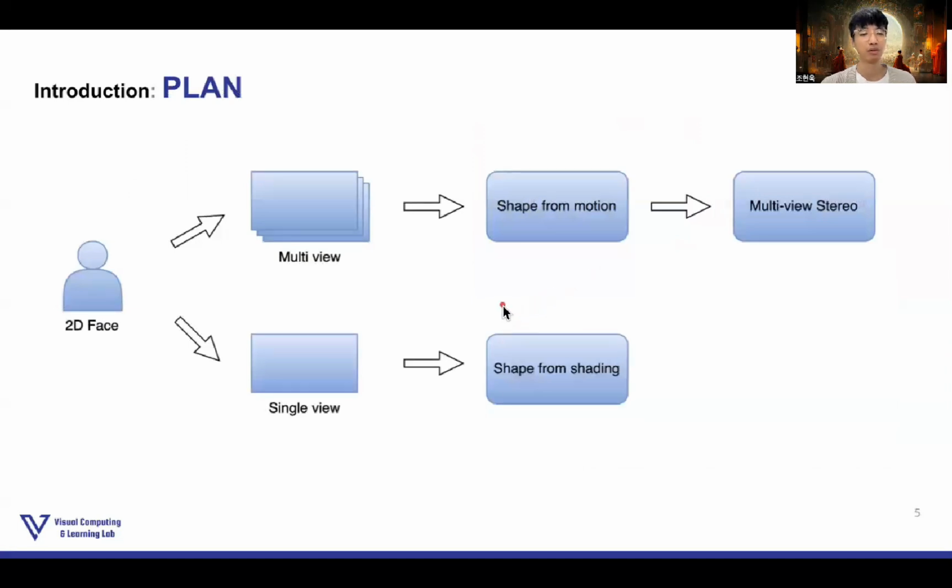Okay, so this is gonna be our approach. Our input is the face image, and it goes first into multi-view processing, where we're gonna try structure from motion, and after that it goes through multi-view stereo. The second method is just a single view, and we're gonna use shape from shading. Basically, what we are trying to do is try a very soft method, to see whether it is possible of doing it or not.